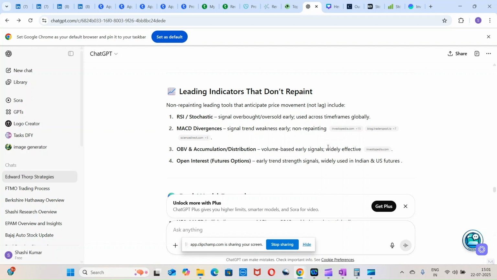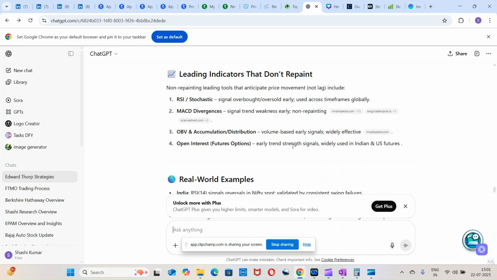OBV and accumulation distribution. These are volume-based early signals, and also widely effective. If accumulation is happening and a breakout happens, most likely it will go up, right? Similarly with distribution. That's standard range breakout theory. So volume can also give you early signals apart from divergences. Open interest for futures and options gives early trend and strength signals. It's widely used in Indian and US futures.